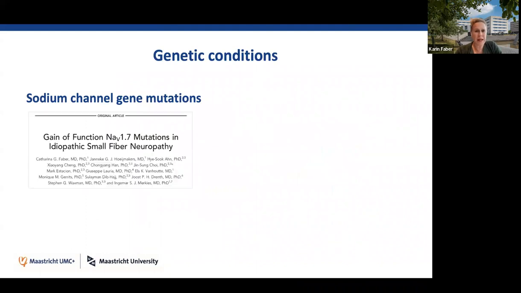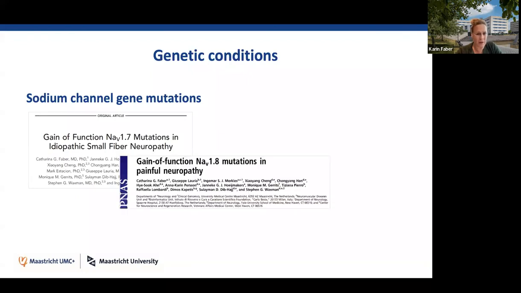In the past years, it has become clear that variants in sodium channels may play a role in the pathogenesis of small fiber neuropathy. At first, we found gain-of-function variants in the SCN9A gene, the gene that encodes for Nav1.7, and later also in Nav1.8 and Nav1.9.